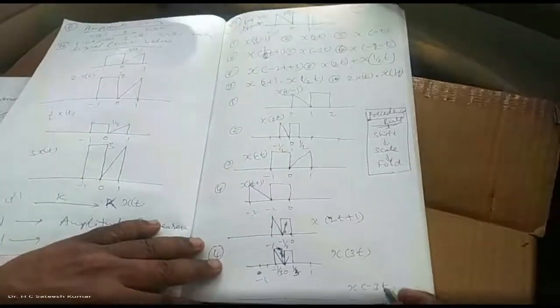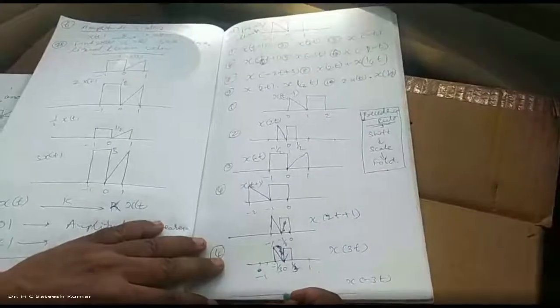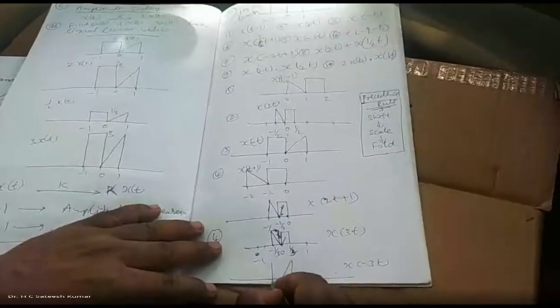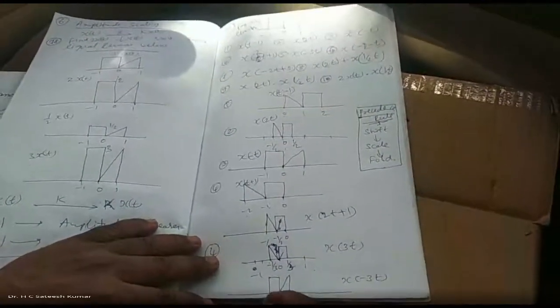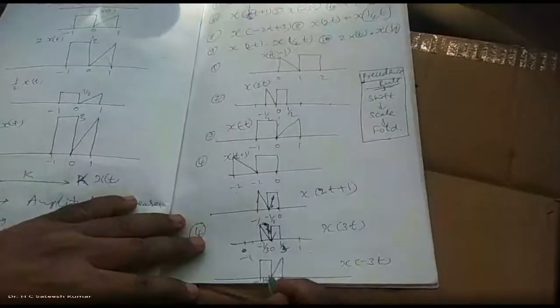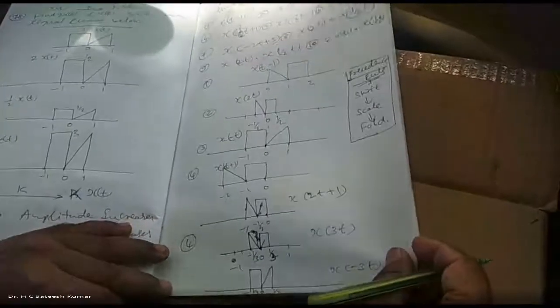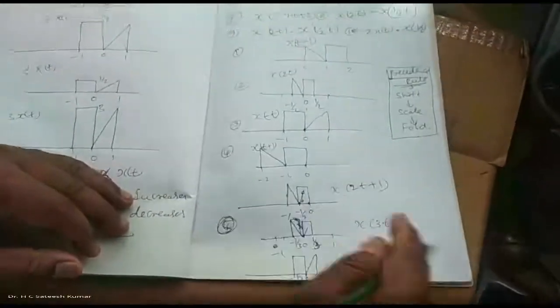Fold the scaled signal. Scaled signal folded means this will go to the right hand side. So therefore, you will get it this way, and the left hand side is this one. X of minus 3t: 0, 1 by 3, minus 1 by 3. So that is the fifth one that we got.